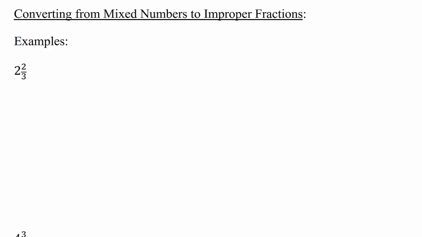If we want to convert from a mixed number to an improper fraction, then we're kind of undoing the process that we looked at going the other way. So the first thing I'm going to remind myself is that whatever the denominator is of the mixed number, that is going to be the same denominator in my improper fraction. And then I'm going to multiply the 2 and the 3. So I'm going to get 2 times 3, and then I'm going to add the other 2.